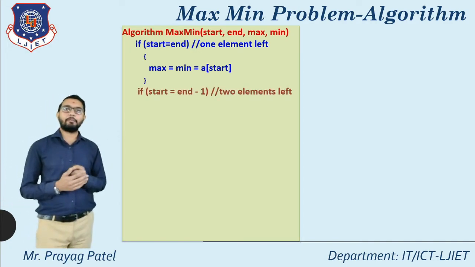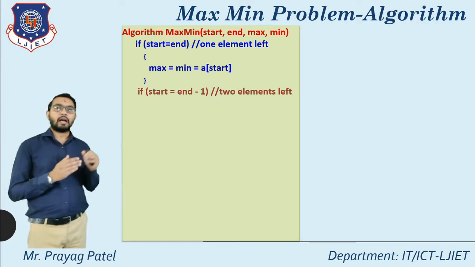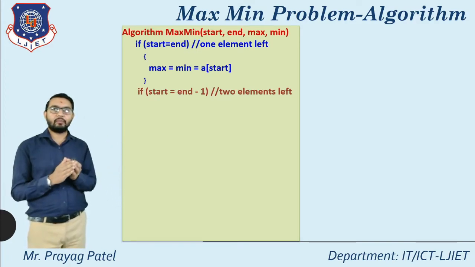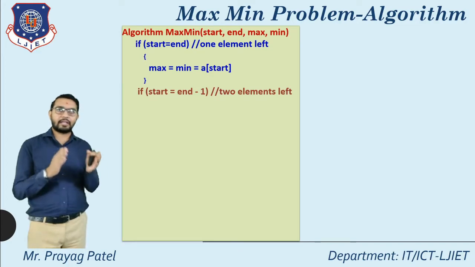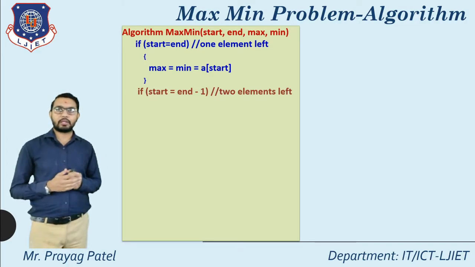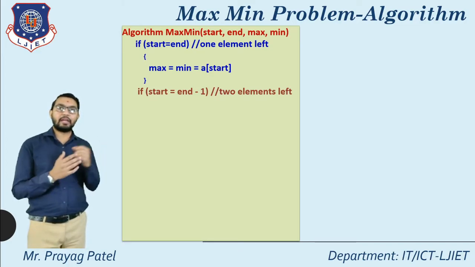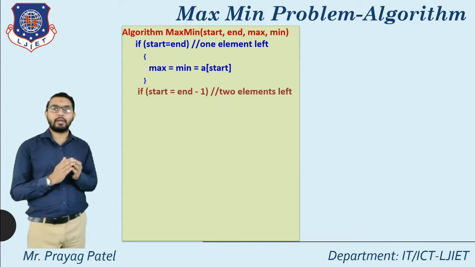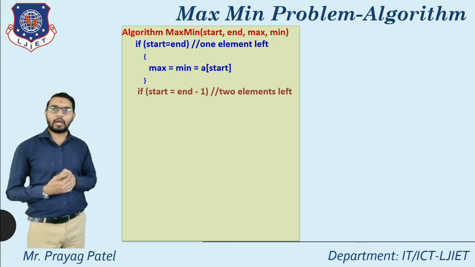Now next step is, if we have two elements, how we can consider two elements? If start equal to end, then consider as only one element. But start equal to end minus 1 means we have two elements. So start equal to end minus 1, then consider we have two elements.